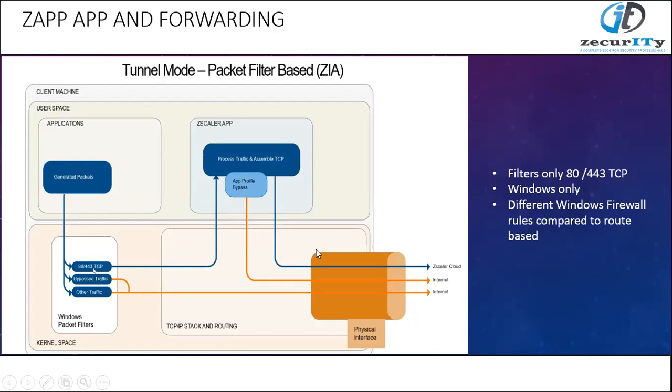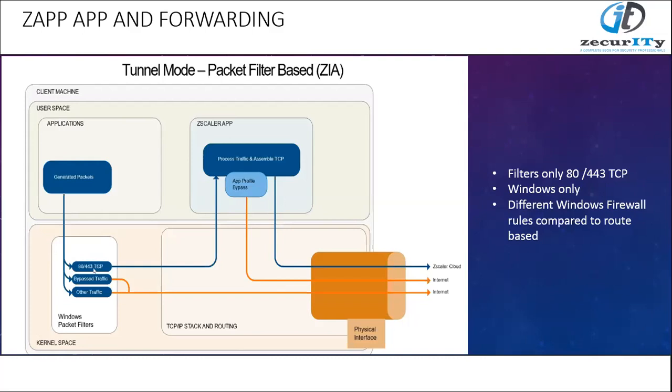And the rest of the traffic will be tunneled towards Zscaler cloud. So here only one PAC file will come into the picture, which is the app profile PAC file. The exceptions will be handled using the app profile PAC file. There are other exceptions called VPN bypass, which will help you to bypass hosts with FQDN and IP address. Filters only 80 and 443 traffic. This method is applicable only for Windows. Different Windows firewall rules compared to route based.